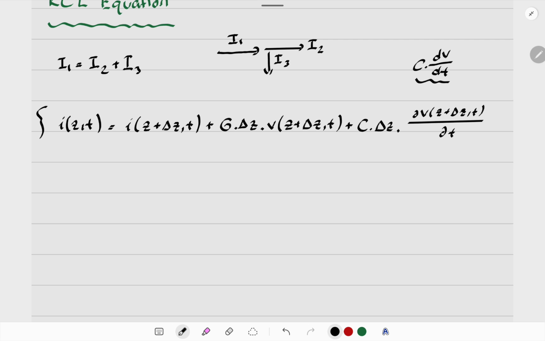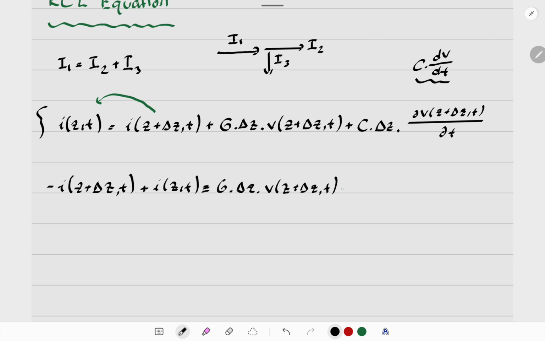We can follow the same approach in here. If we take this I to the left side, we get minus I(z plus delta z, t) plus I(z,t) equals G times delta z times V(z plus delta z, t) plus C times delta z times delta V(z plus delta z, t) divided by delta t.